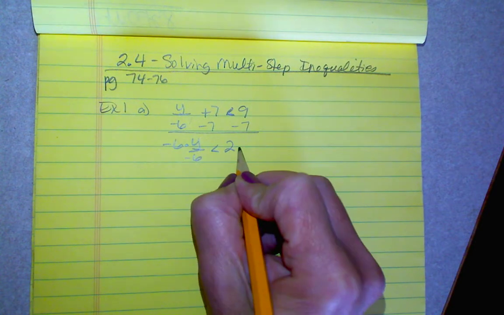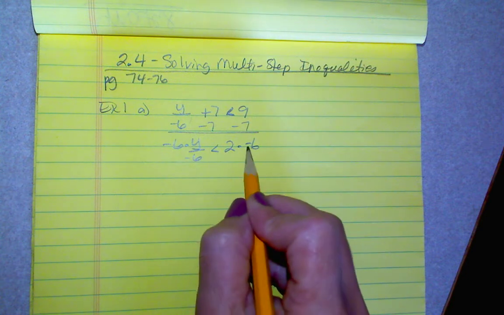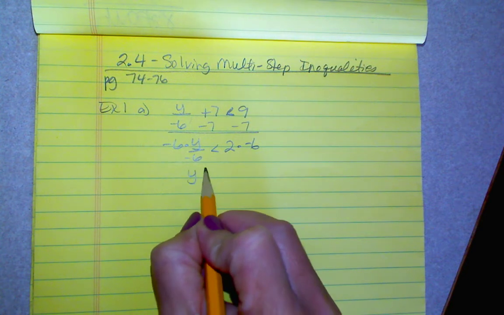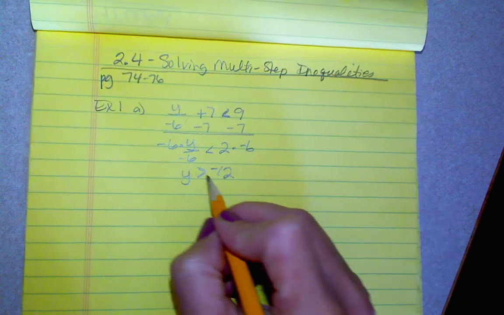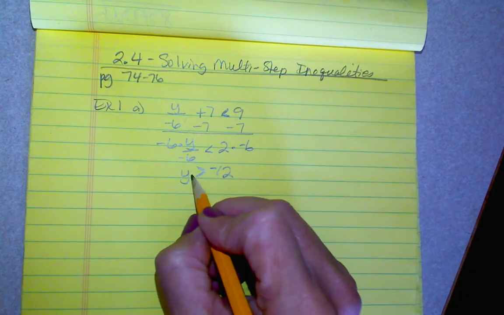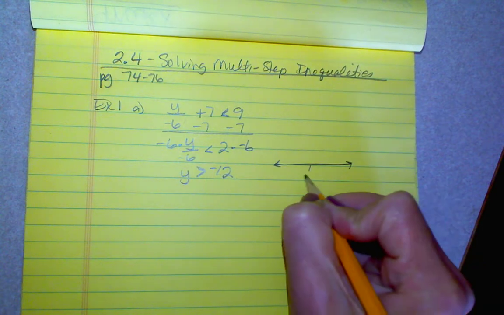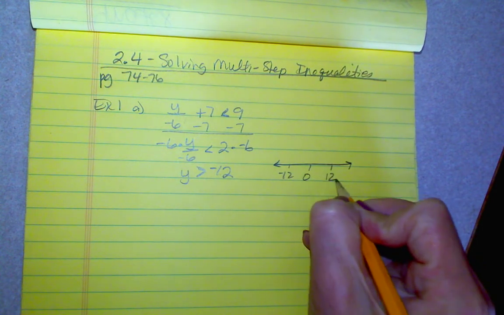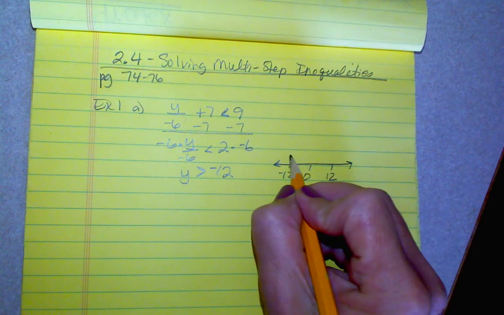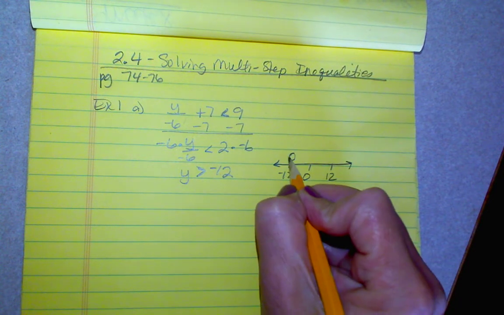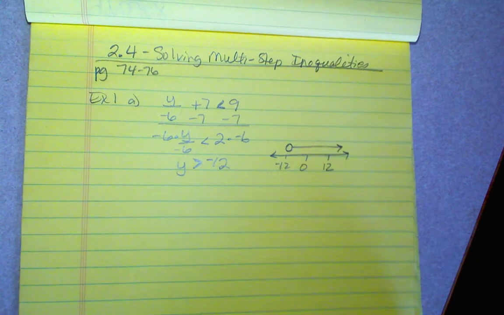Now remember, this is the thing you have to remember from last week. When you multiply by a negative, you need to reverse the sign. So when you multiply by a negative, you're going to reverse the sign, so don't forget that. So y needs to be greater than -12. You're also going to graph. So 0, the solution, and then the opposite. So greater than -12, -12 is not in the solution set, but all the numbers above -12 will be.